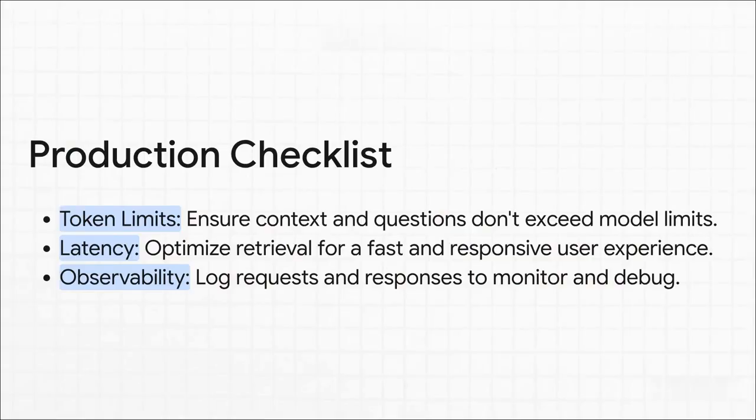Okay, so security is handled, but we're not done yet. Your production checklist needs a few more critical items. You have to constantly manage the AI model's token limits to make sure you don't send too much context and cause an error. You have to obsess over latency because nobody wants to use a slow bot, and you absolutely must have observability. That means logging everything so you can track performance and debug issues the moment they pop up.